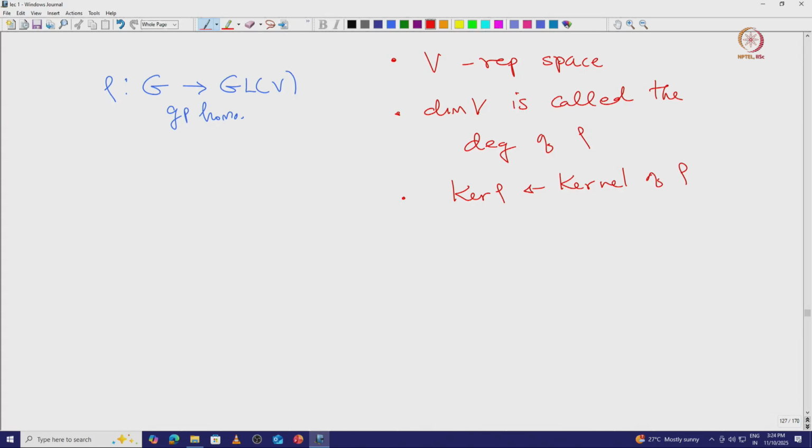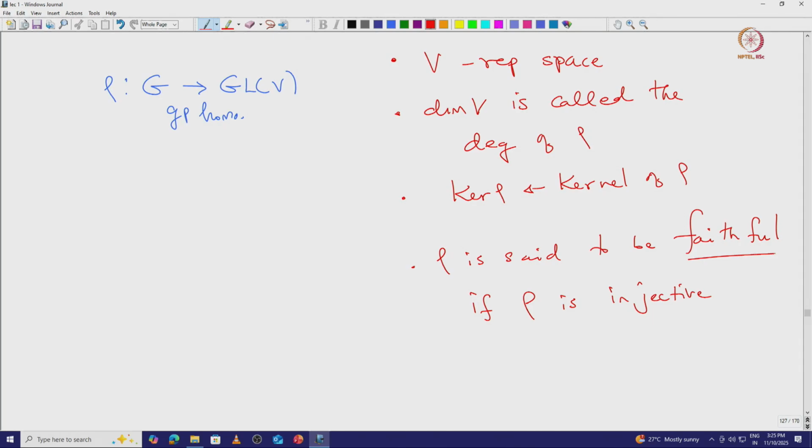Now, if rho is injective, then we call this representation faithful. So, rho is said to be faithful if rho is injective. This allows us to embed the group inside GL(V) and get information about the group in terms of subgroups of GL(V). That is how the faithful representation becomes important.